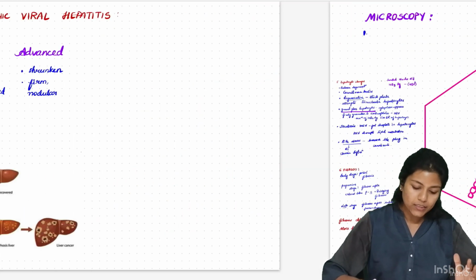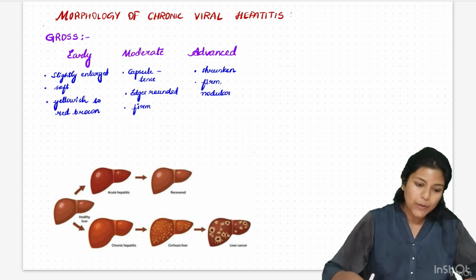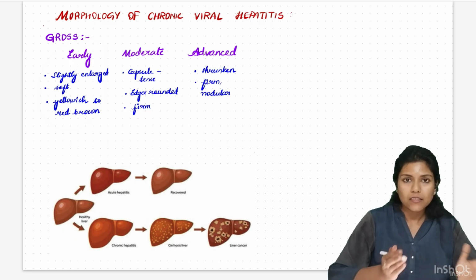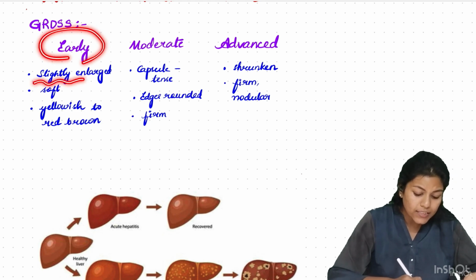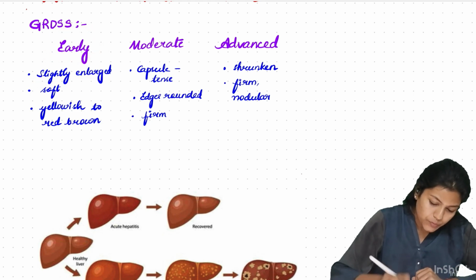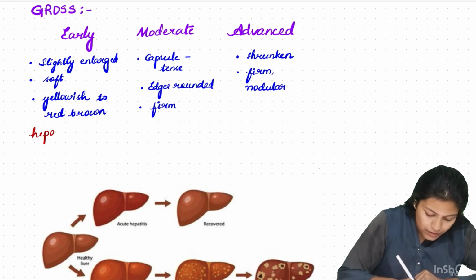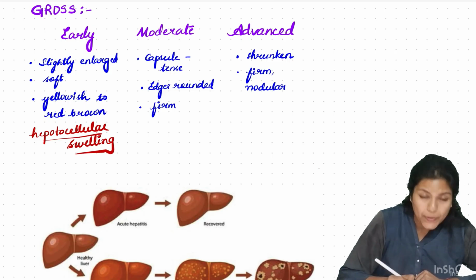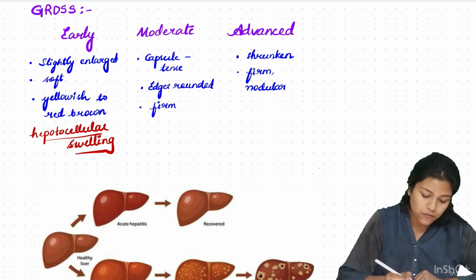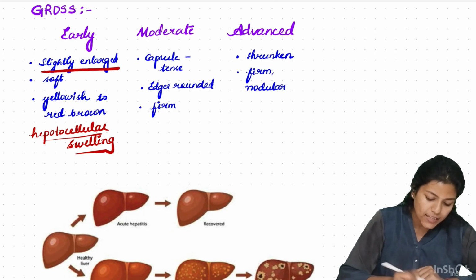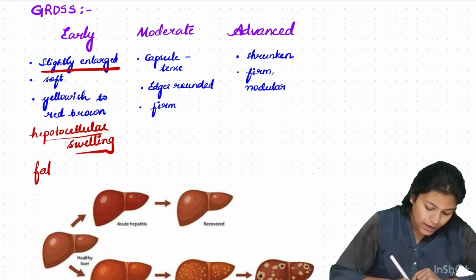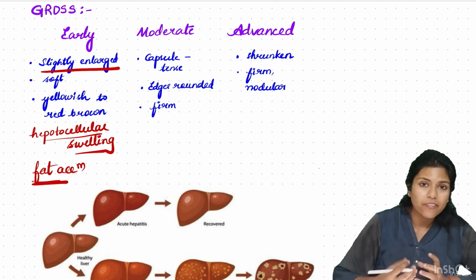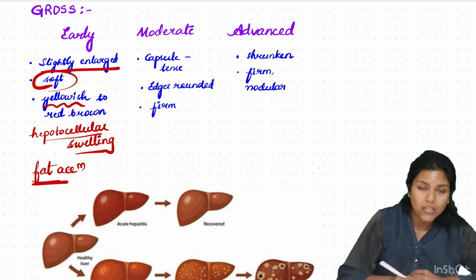When we correlate with the gross findings, chronic hepatitis B can be classified as early changes, moderate changes, and advanced stages. In early stages, the liver is slightly enlarged because of hepatocellular swelling, the ballooning degeneration I mentioned in early inflammation, which manifests as slight hepatomegaly. And there is a fat metabolism defect, so fat accumulation occurs. Fat is soft, so the liver also becomes soft and gets a yellow tinge.